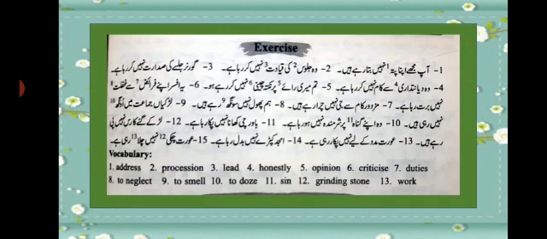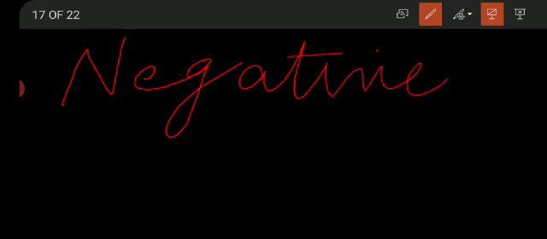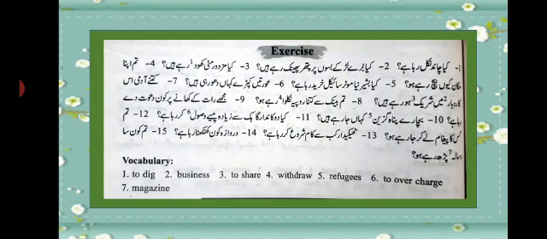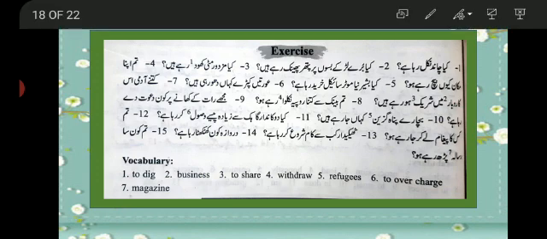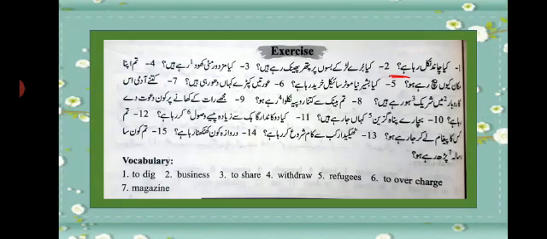Now in the second one, you may see in the first sentence there is the word nahi. So these are the negative sentences. So the second exercise is related to the negative sentences, and in negative sentences we use not. And the last exercise is about interrogative sentences, as the sentences have a question mark at the end. And you also know that the interrogative sentences start with be, and at the end we put the question mark. So these are the three types of sentences and exercises related to these sentences.